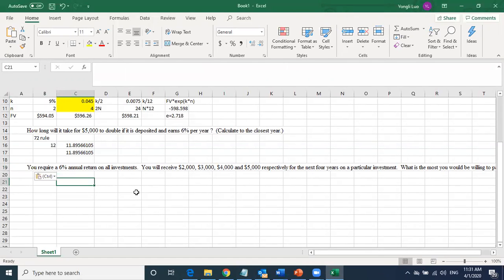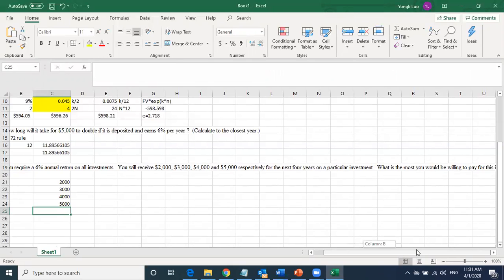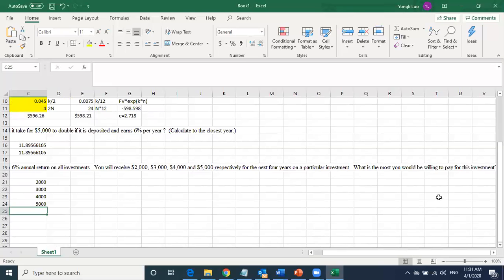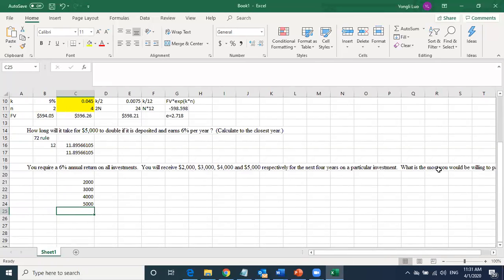So for example, you require a return of 6%, and you receive $2,000 for the first year, and then $3,000, and then $4,000, and then $5,000. For the next 4 years, what is the most you're willing to pay today for this investment? So they ask you the present value of this cash flow you're gonna receive in the next 4 years.